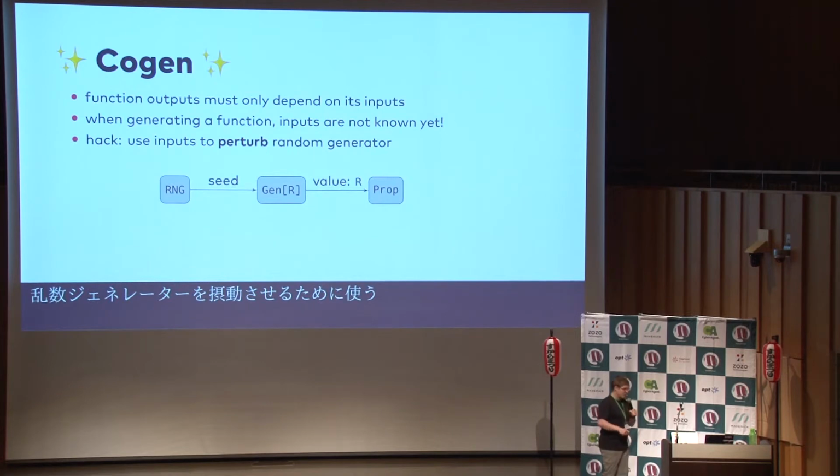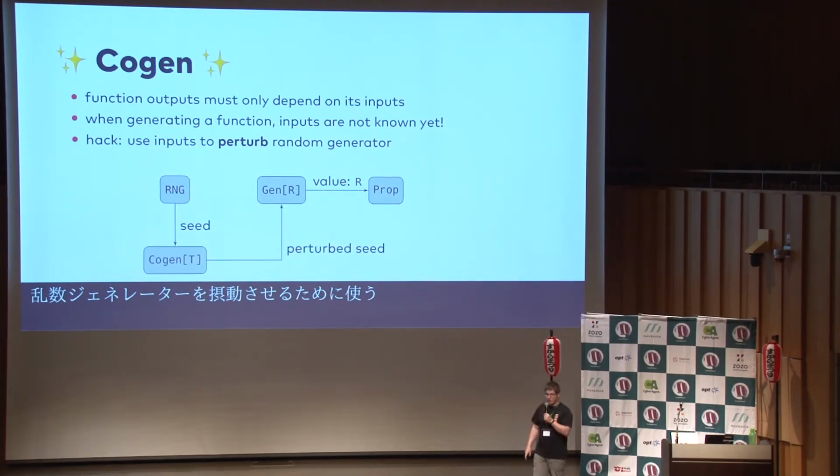So I have a small diagram here again. It's the same diagram from a few slides before. This is what you have with a normal generator. You have a generator of type R, and it takes in a seed. We just assume that the size is fixed somehow, and it produces a value that can be stuffed into the prop. But we can also put this cogen before, so T would be the type of the input arguments. So we take the seed, pipe it through cogen, then we get a changed or perturbed seed, and then we put that to the generator and generate a value.